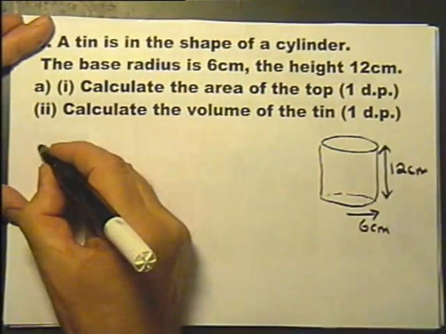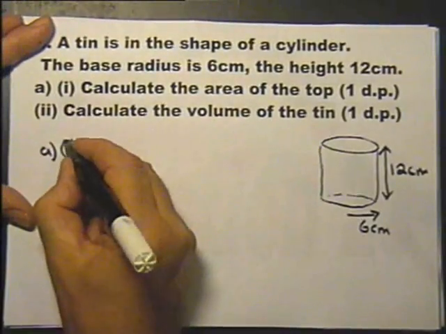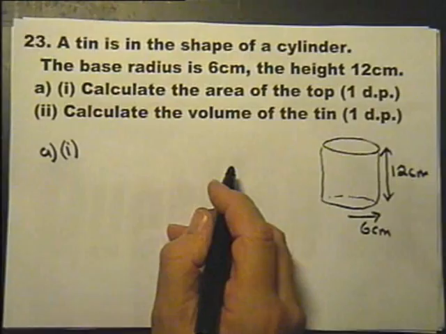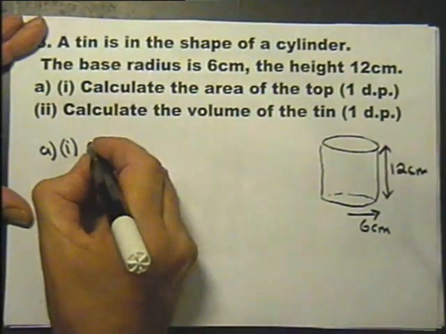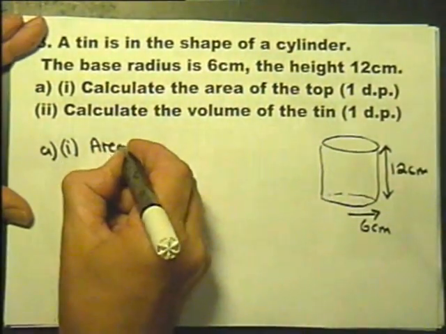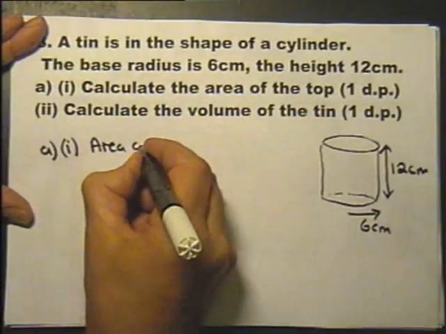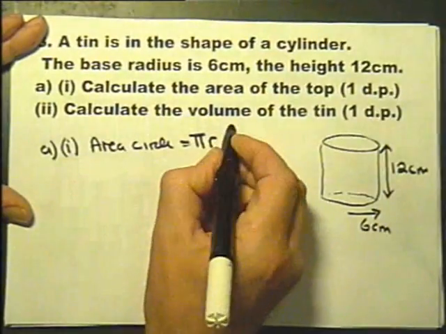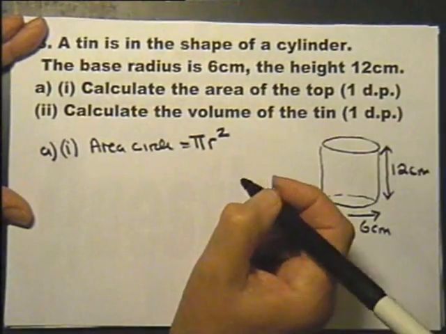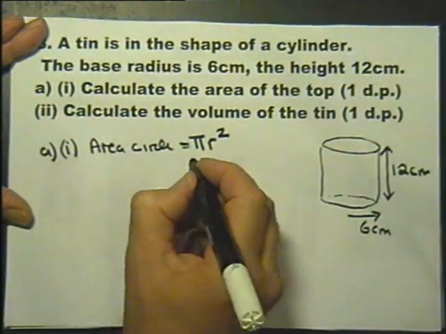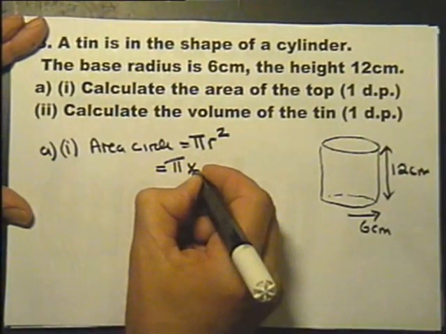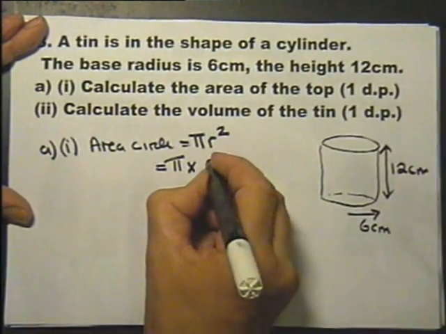Okay. Part A1. Calculate the area of the top or the bottom, because they're the same thing. And you have to know this formula. The area of a circle is pi r squared. If you haven't learned that, you must learn it. So in this case it's pi multiplied by r squared, where the radius is 6.